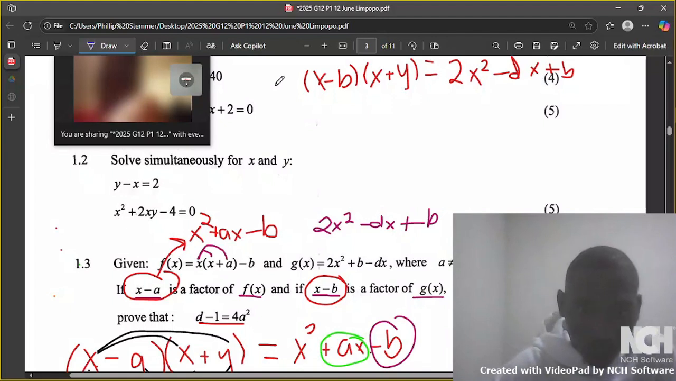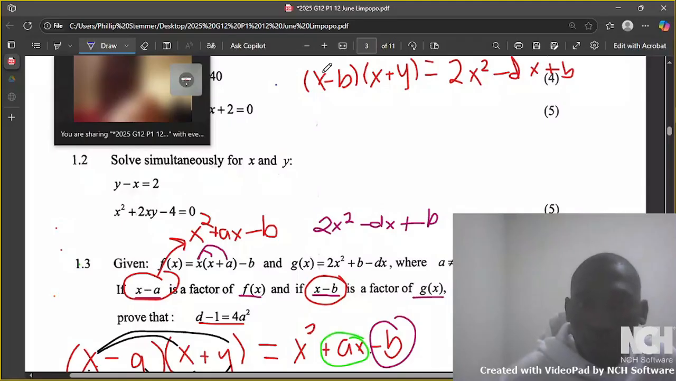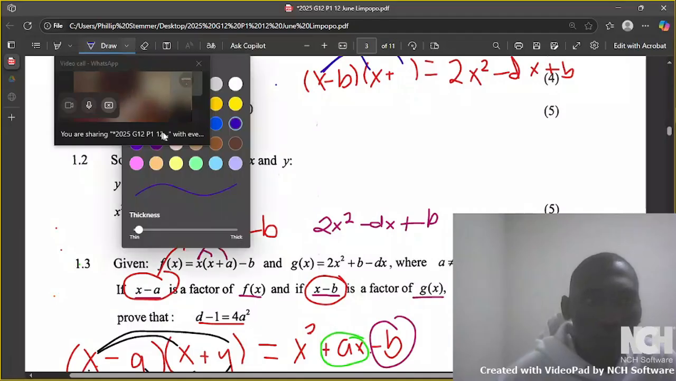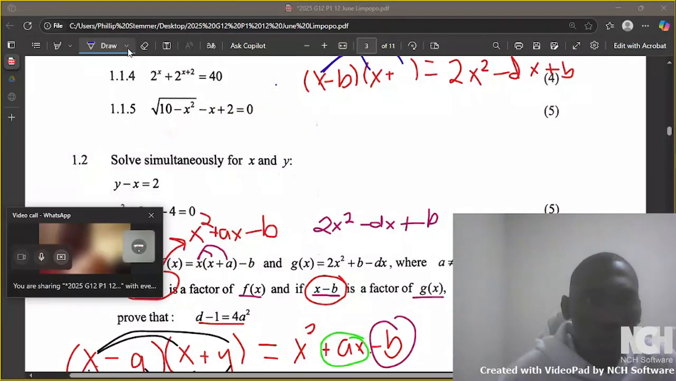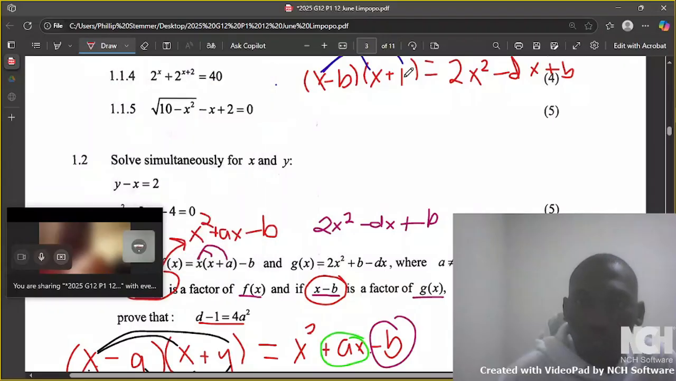You teach the whole procedure. I don't get it. This time let us use k. This time we're going to use k. Let us use k.